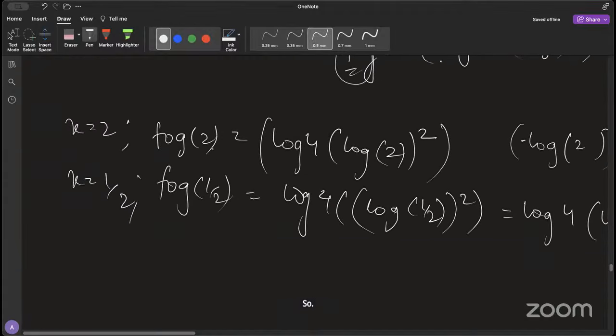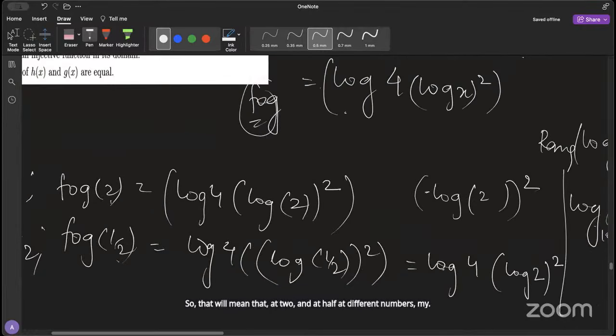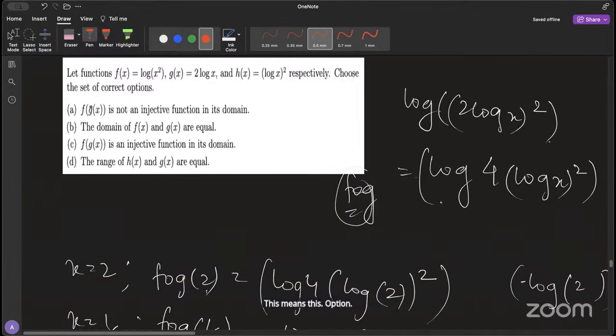So that will mean that at 2 and at half, at different numbers, my FOG is giving the same value. This means this option is correct. It's not an injective function on its natural domain. And coming to this one, are these two functions equal, f and g?